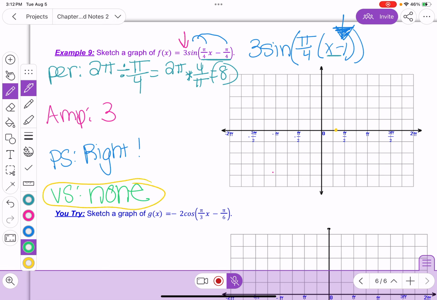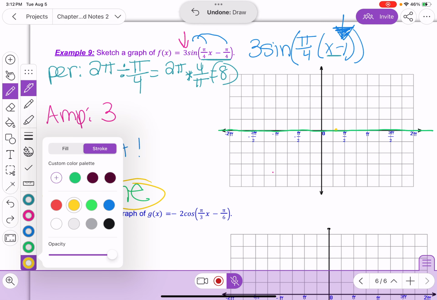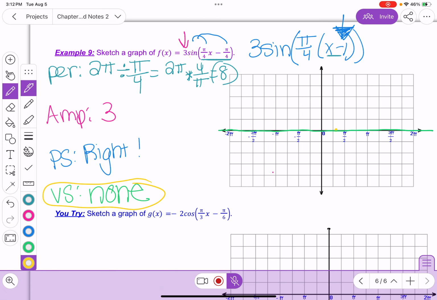One thing that's helpful is some people will draw the midline just so they know. That way if there's a vertical shift that's down 2, you know where your middle is. So no vertical shift, sine starts on the midline, right 1. And then I go a period of 8. So 2 pi, 6 times 2 is 12.